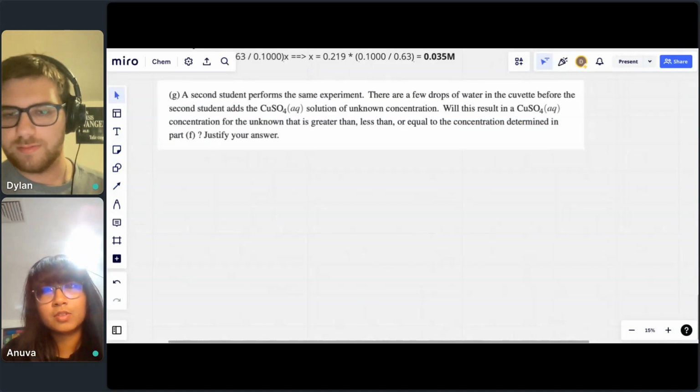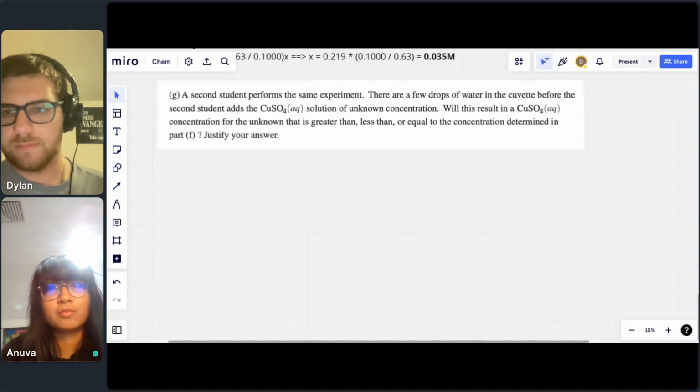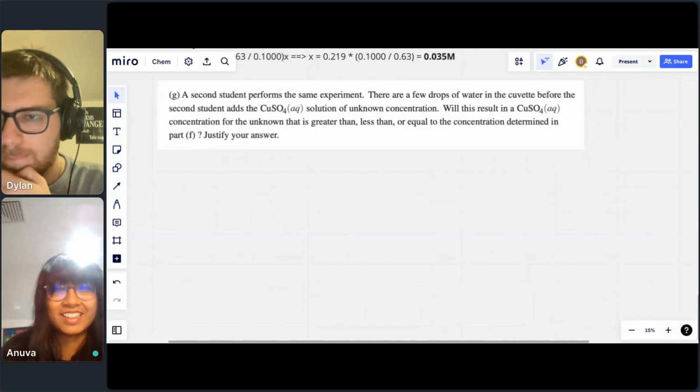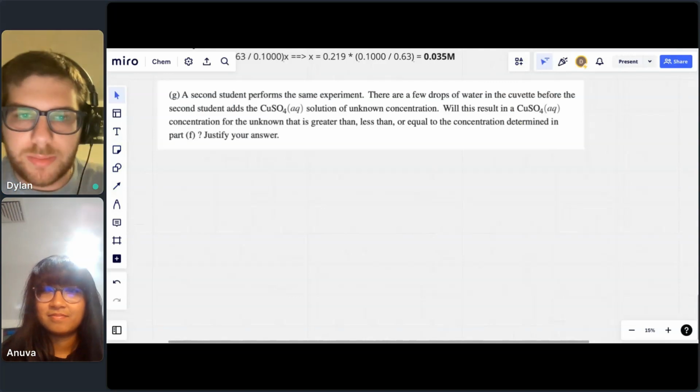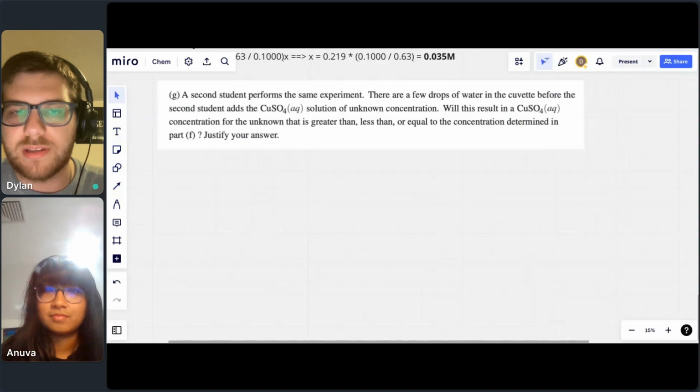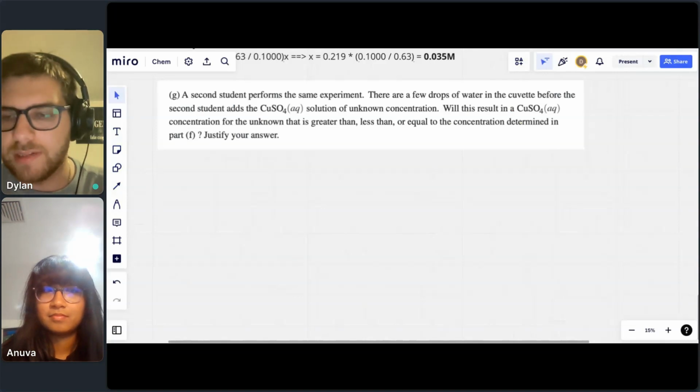Points are not taken off for misspelling as long as they can figure out what you were saying. Also, I think there was an acceptable range for that question. Let me drop the acceptable range. Yeah, the acceptable range is between 0.032 and 0.038. So if you said like 0.04, that would be considered incorrect.